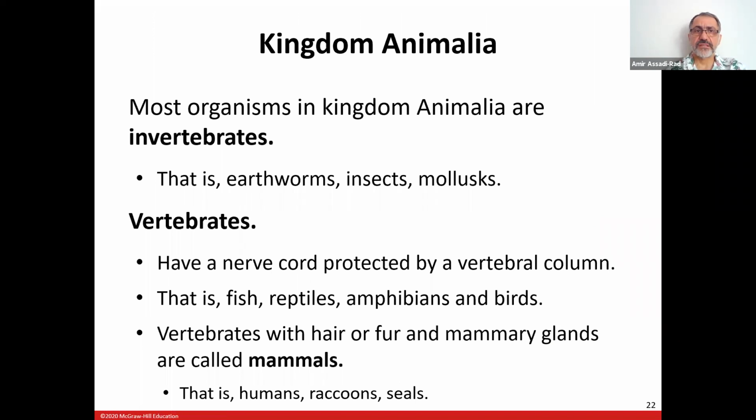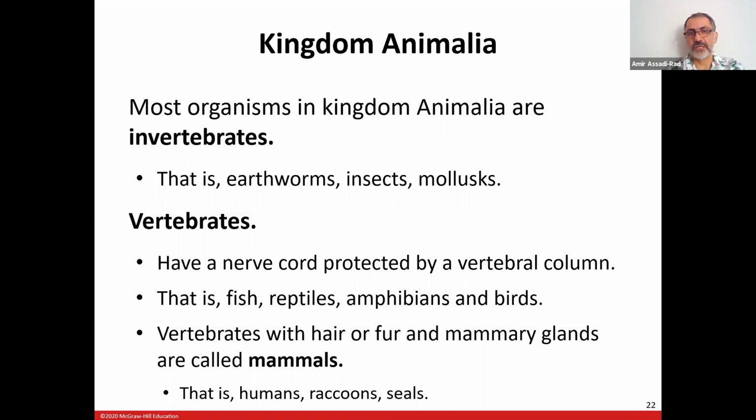I have nothing else. Most organisms in kingdom Animalia are invertebrates. It means they do not have a vertebral column in the back. I have a chart in zoology where I show you a big pie of how many organisms on planet Earth do not have vertebrae. Most organisms do not. We are the minority, if you would. That is the earthworm, insects, mollusks.